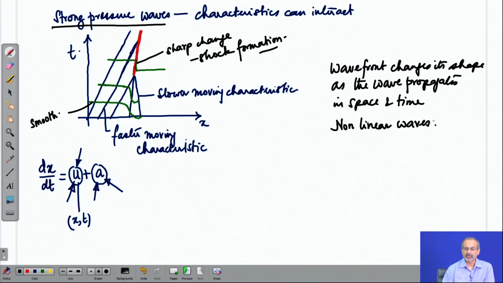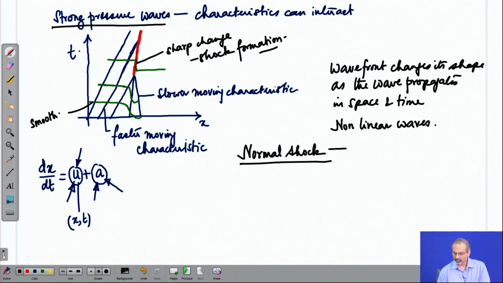When can shock occur in nature or in engineering applications? Let us think about a few examples where in particular we have a special kind of shock called a normal shock. A normal shock is by and large a one dimensional shock structure.